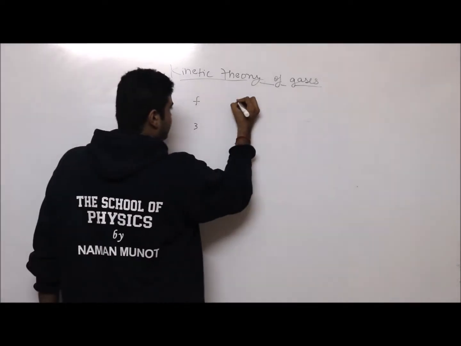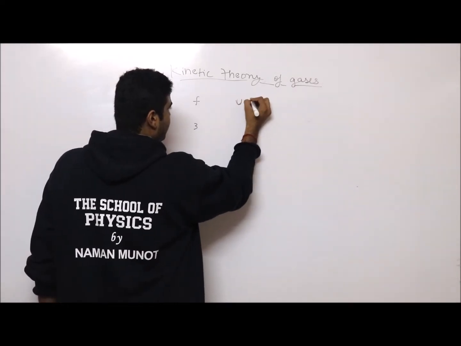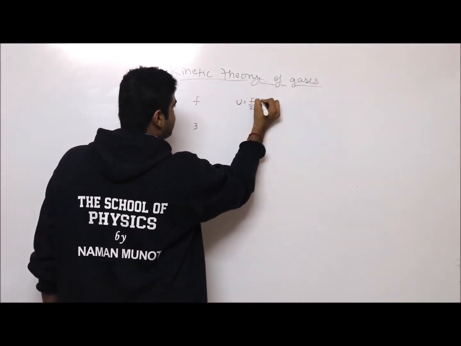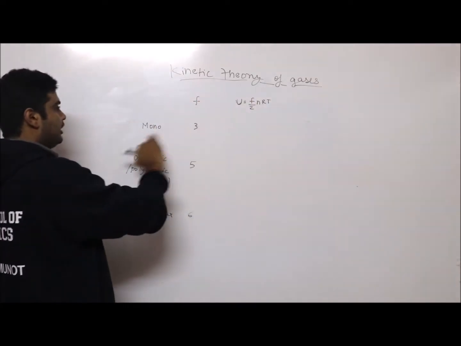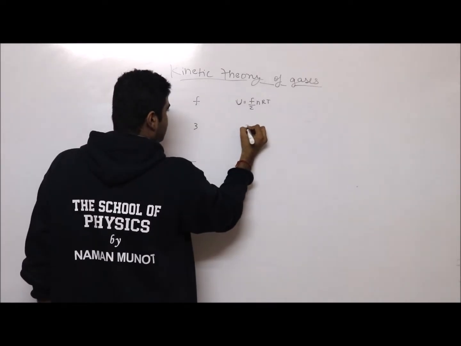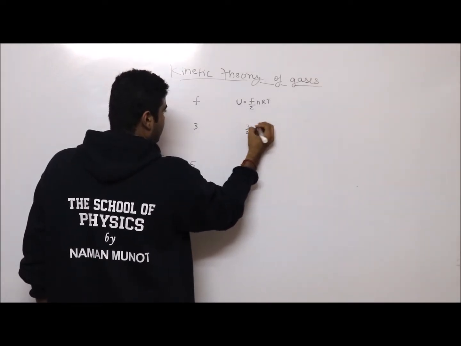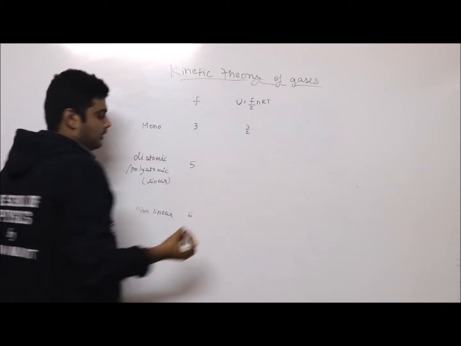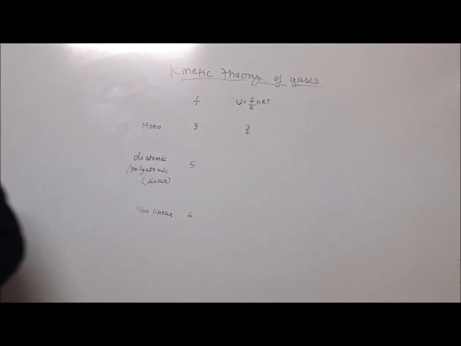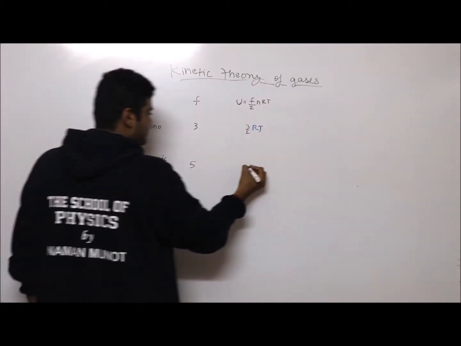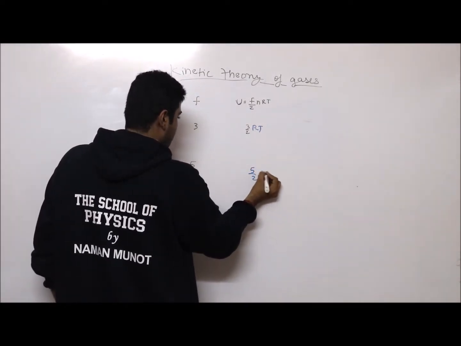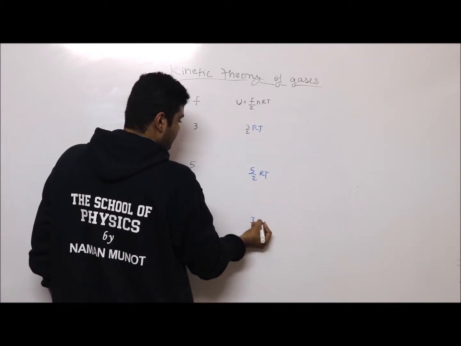First I'll tell you what the internal energy is. The internal energy for n moles of gas is F by 2 nRT. Suppose n is 1, so the internal energy for a monatomic gas will be 3 by 2 RT. Then similarly this is 5 by 2 RT. Then this is 6 by 2, that is 3 RT.